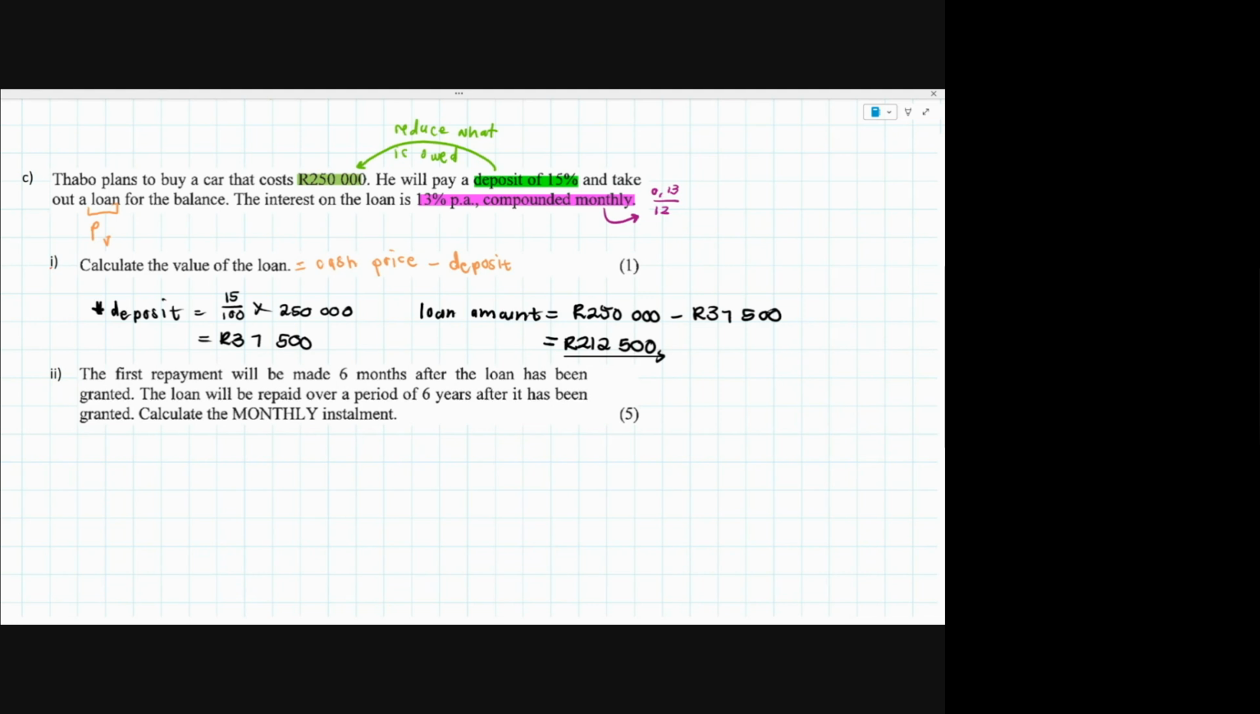So the next question says the first repayment will be made 6 months after the loan has been granted. The loan will be repaid over a period of 6 years after it has been granted. Calculate the monthly installment. All right, before we even get into this, there's a couple of things that we now need to remember when it comes to loans. And this is why I'm saying sometimes loans are a little trickier because there's a few things we need to remember. Okay, so first thing to remember is that loan repayments always start 1 month after the loan has been granted.